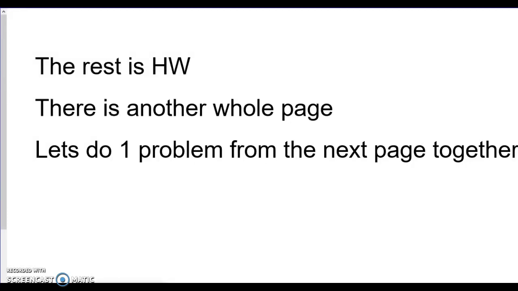The rest is homework, and there is another page. So there is a front and the back to the first page, and then there's a front to the second page. It's a whole big table. Make sure you don't forget to do that problem. Hope that helps. Please come in for help if you need it. And please go back in the video and pause the video and try the problems yourself and see if you can get the concepts.